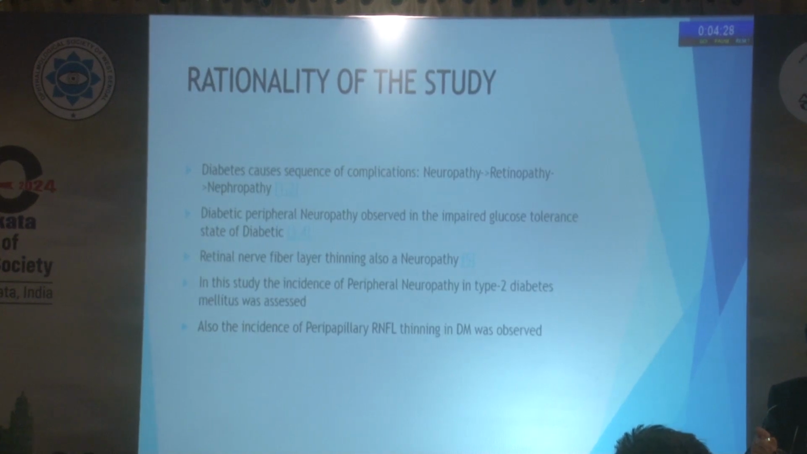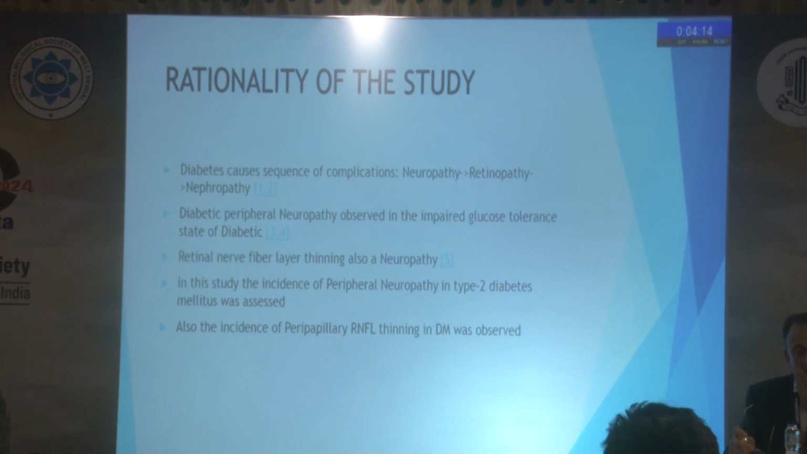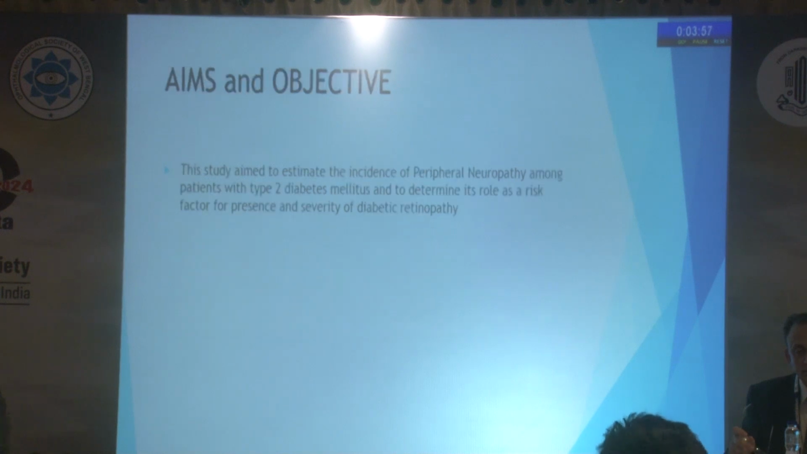We know that diabetes causes a sequence of complications, starting from neuropathy, then retinopathy, and then nephropathy. Diabetic peripheral neuropathy can be found even in the impaired glucose tolerance state. And retinal nerve fiber layer thinning is a neuropathy. So in this study, we have studied the peripheral neuropathy and also the retinal nerve fiber layer thinning in the peripapillary region. The aim of our study is to estimate the incidence of peripheral neuropathy among patients with type 2 diabetes mellitus and to determine its role as a risk factor for presence and severity of diabetic retinopathy.